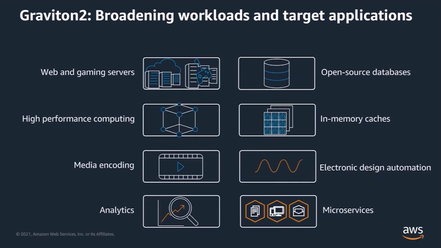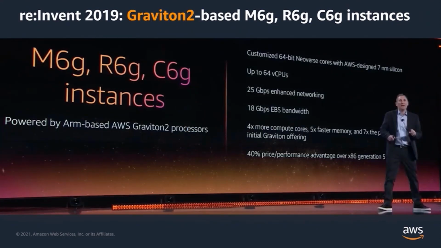After the first generation Graviton-powered instance, the A1, we wanted to really broaden the workloads and target applications for the Graviton processor line. Workloads we especially wanted to focus on include high-performance computing, media encoding, in-memory caches, even the electronic design automation we ourselves use to design the processors. These additional workloads pushed us to keep innovating, and at re:Invent 2019, one year after the first generation Graviton processors, we announced the AWS Graviton2 processors, which are significantly more powerful and suited to a much wider set of workloads.